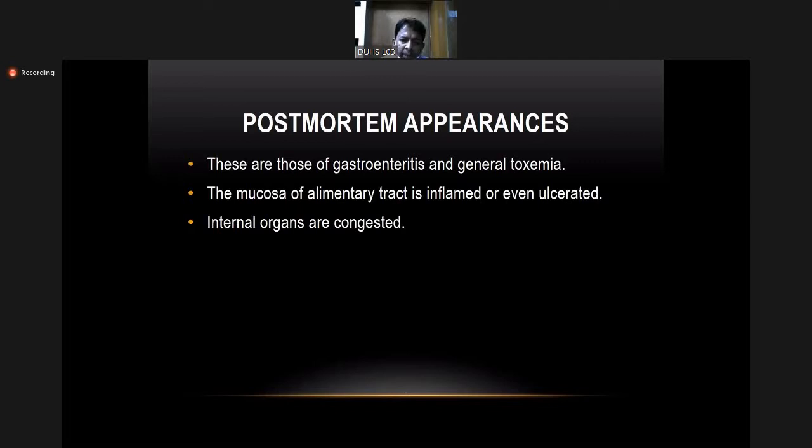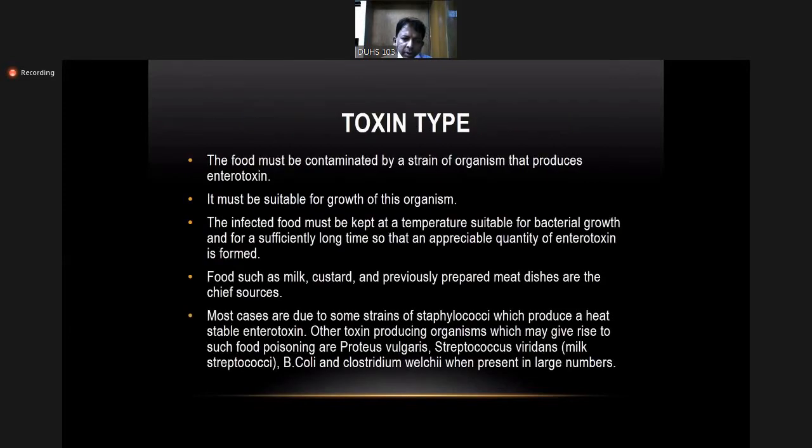The mucosa of the alimentary tract is inflamed or even ulcerated. So in the postmortem, when the body cavities are opened on the autopsy table in the mortuary, the mucosa of the alimentary tract, the small bowel, is inflamed or even ulcerated. This may confirm food poisoning or infections like Salmonella and Shigella. Internal organs are congested. This is a classical sign at the time of postmortem. When we open the abdomen, we look for the details in the small intestine. And now the second type of poisoning is the toxin type.